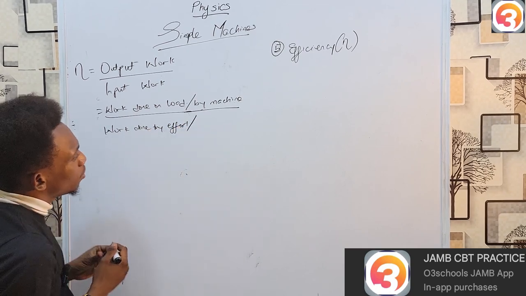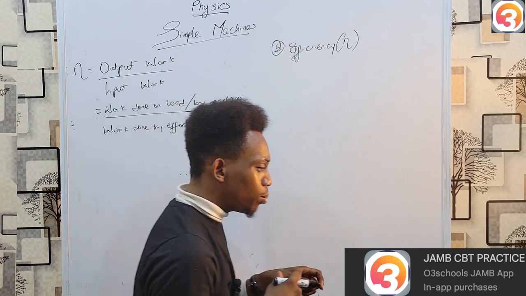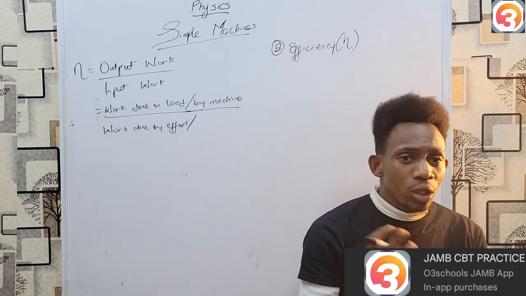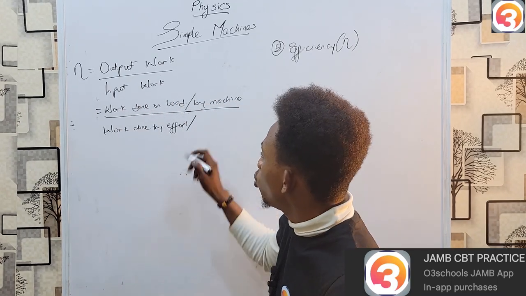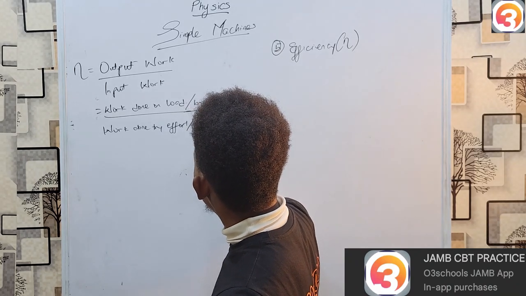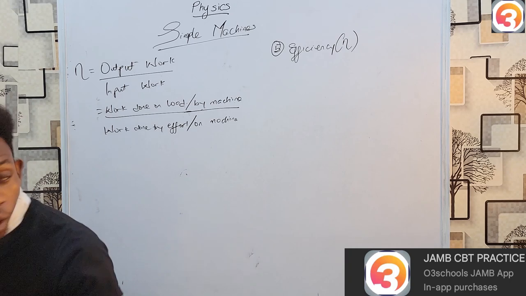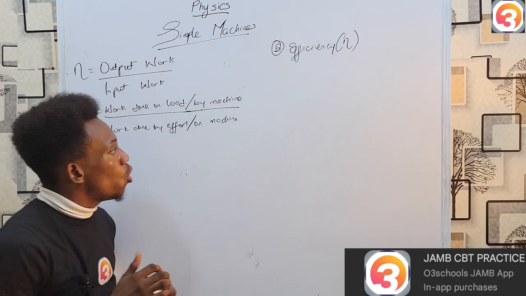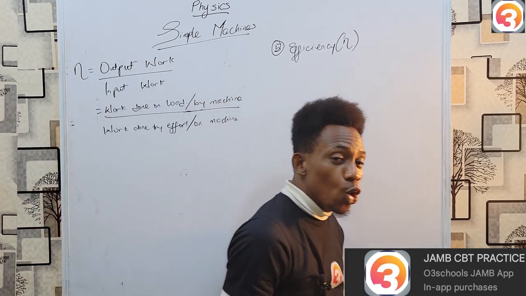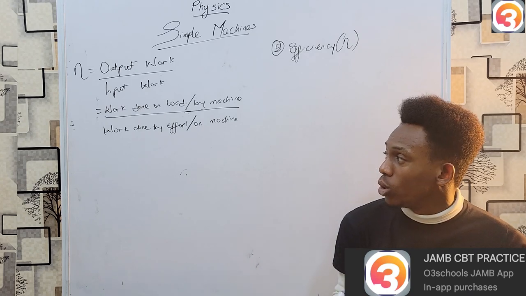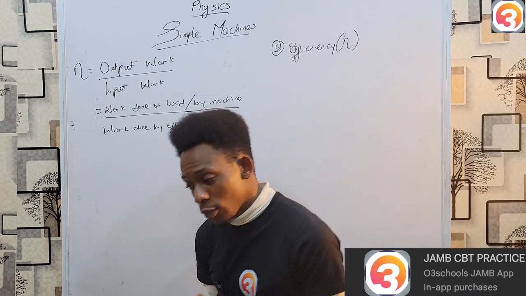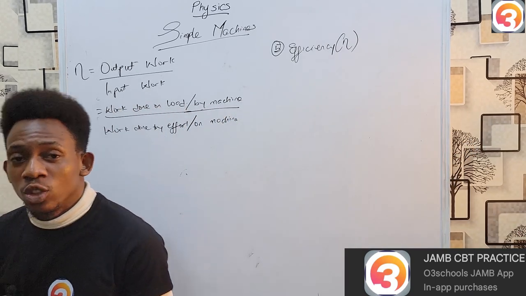But at the same time, the work done by my efforts, where do I put it in? I put this work into the machine. Therefore, this is work done on machine. So you can call it work done on load over work done by efforts, or work done by machine over work done on machine. Okay, so we're getting somewhere.